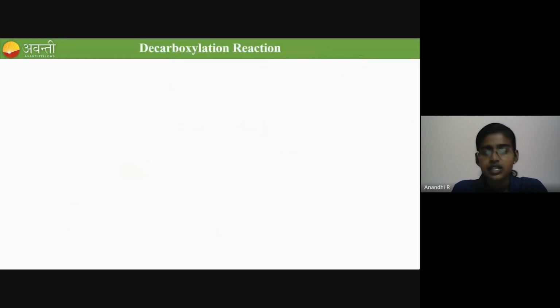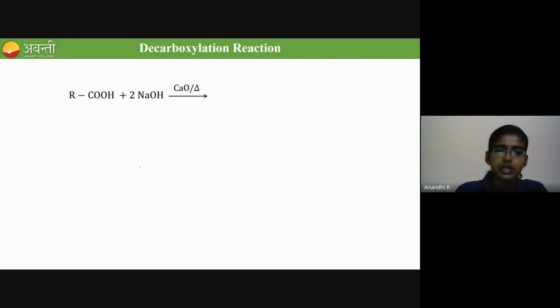Yeah, the next reaction is decarboxylation. What is decarboxylation? It is the removal of sodium carbonate, or removal of carbon dioxide also. Here we are taking the carboxylic acid and it is treated with NaOH and CaO. What is the name of this mixture? The NaOH plus CaO mixture is called the soda lime mixture.